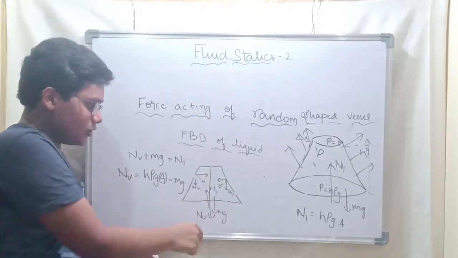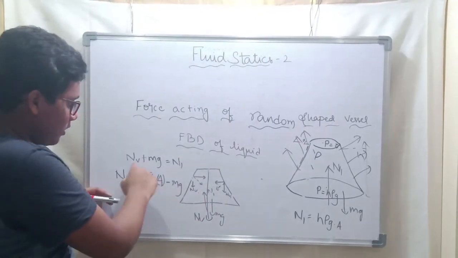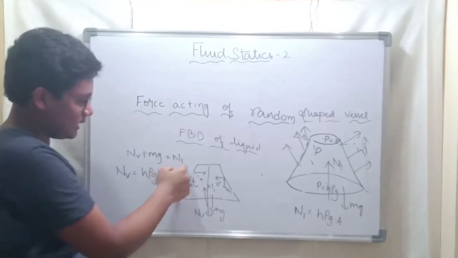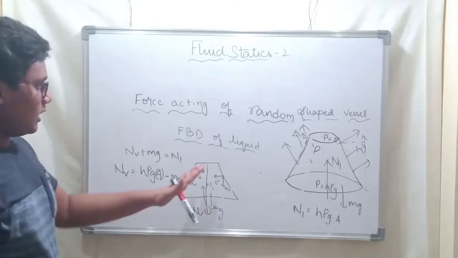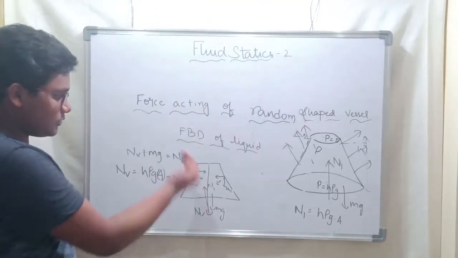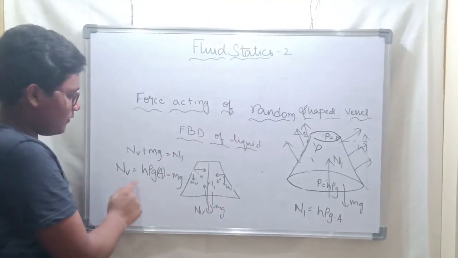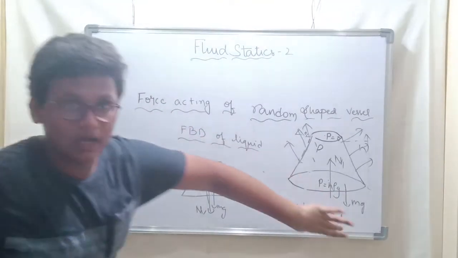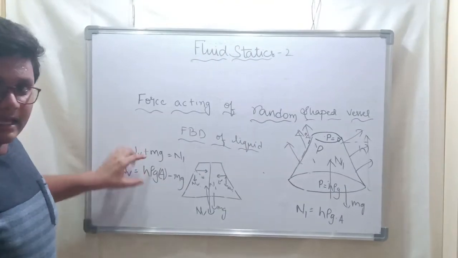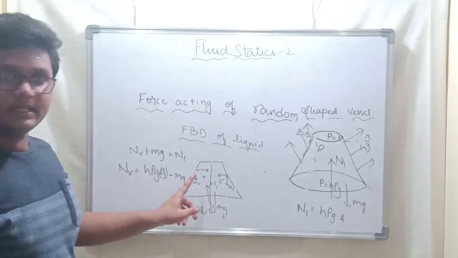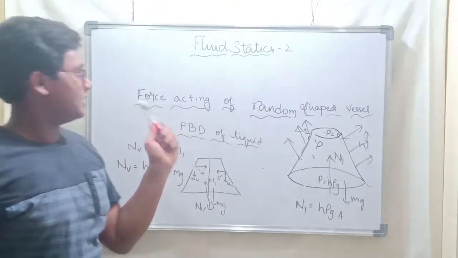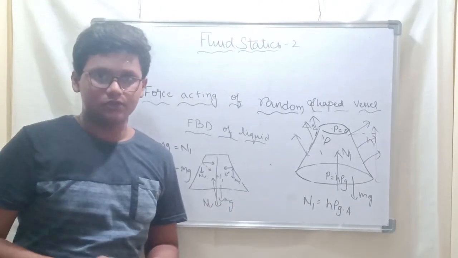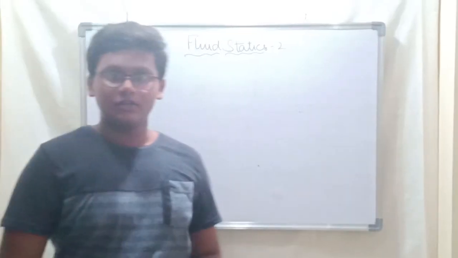NV downwards. So see, NV and mg are in the same direction. So NV plus mg is equal to N1. N1 is in the opposite direction. That's why it is equal to N1. NV is equal to H rho Z. By substituting this value in N1 we will get H rho Z into A minus mg. That is the topic of force acting on the random shaped vessel. This is case 3.